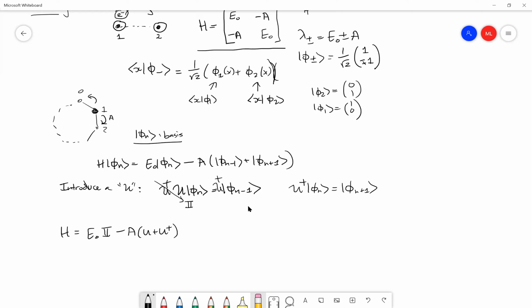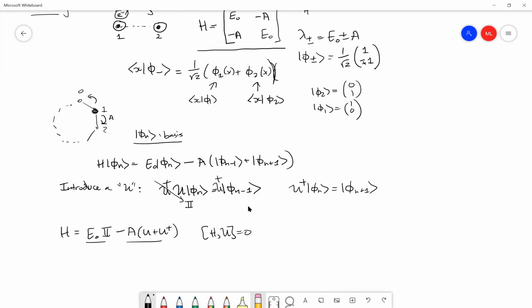Obviously H will commute with U dagger. So in order to find the eigenvalues and eigenvectors of H, it's convenient to think about the eigenvalues and eigenvectors of U first. If we can find those, then since H and U commute, we can find a simultaneous set of eigenvectors. And of course, the eigenvalues will easily follow from this.